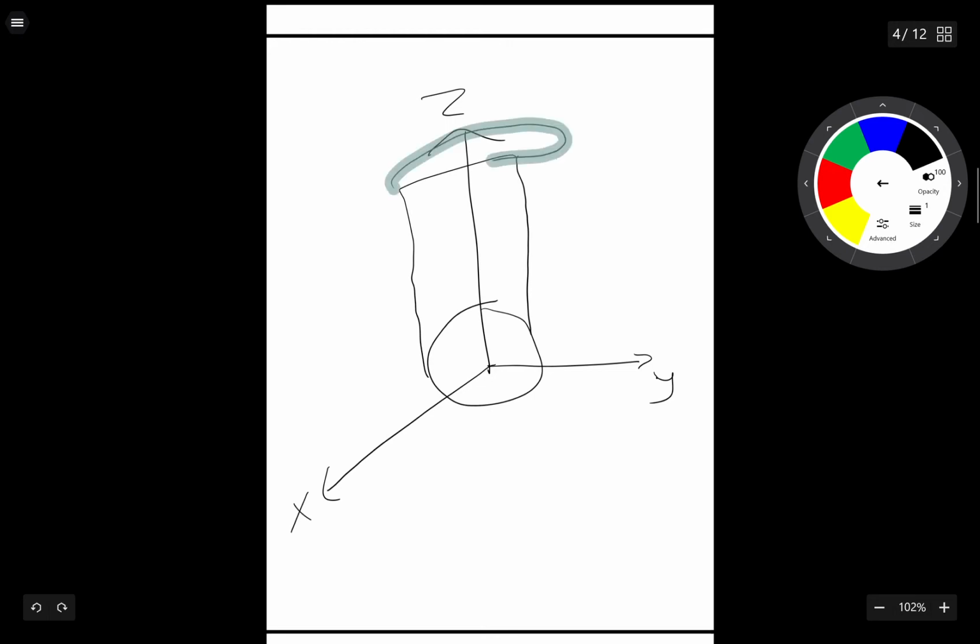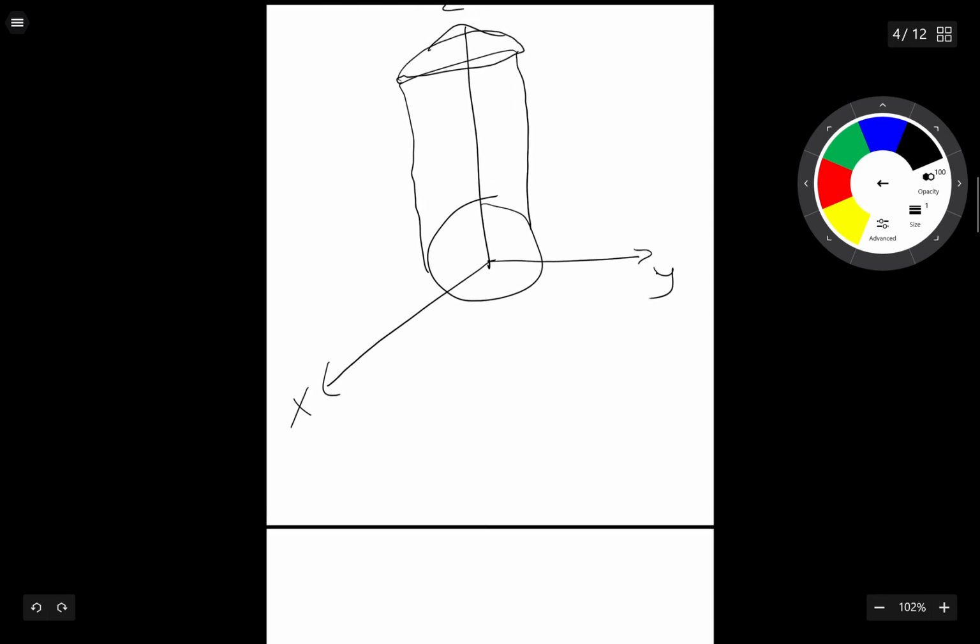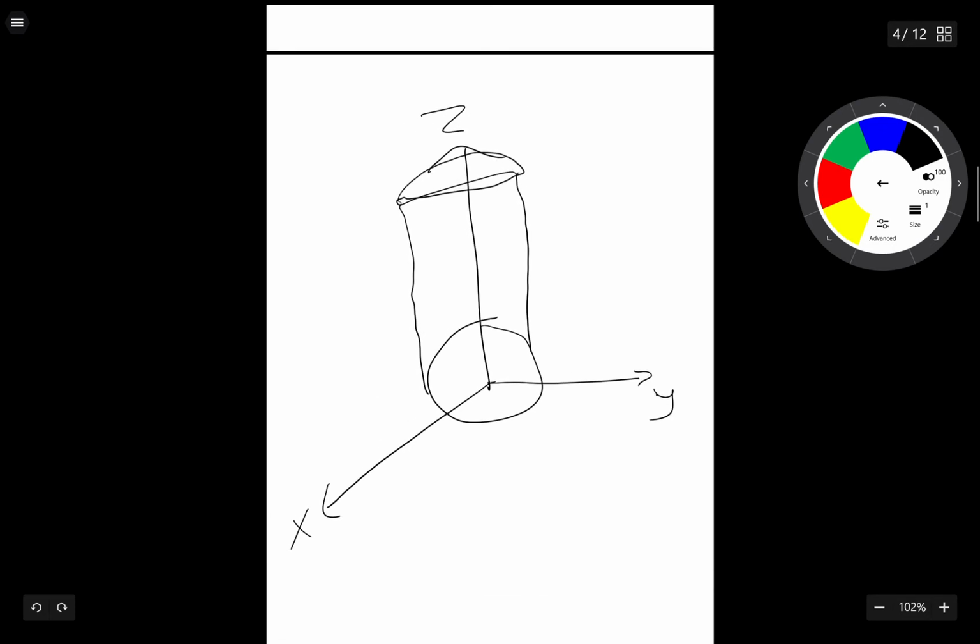I am really bad at drawing, so forgive me for that. So we know in cylindrical coordinate systems we have three components: rho, phi, and z. Rho ranges from 0 to infinity, and it is the radius of the cylinder. As you can see on this figure, I'm marking what rho is. All of this is rho.